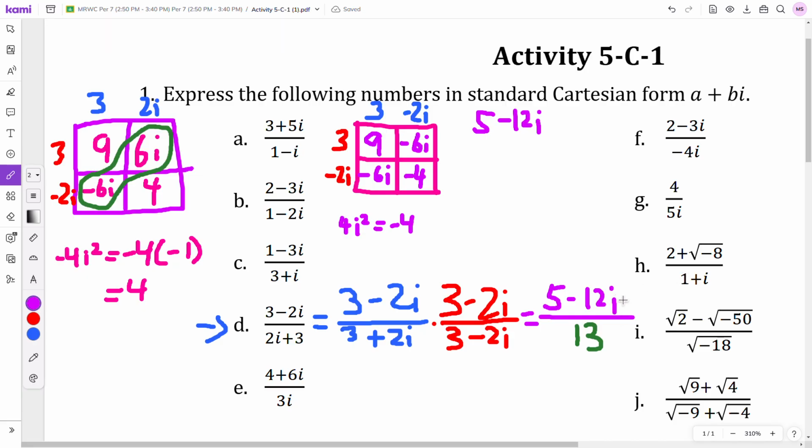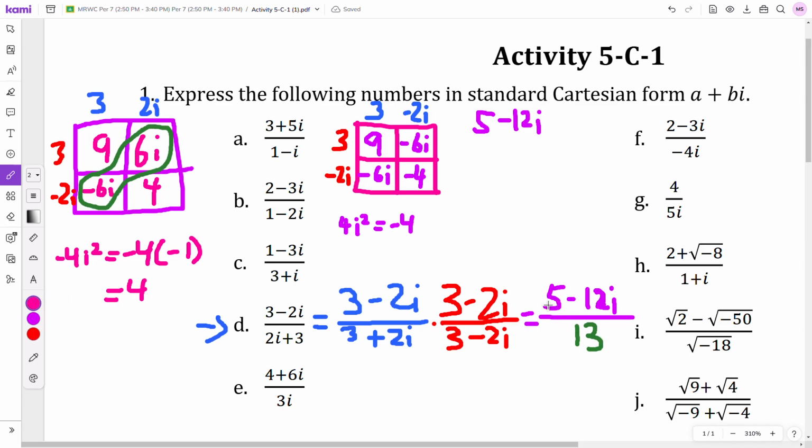Are we done? Absolutely not, because it needs to be expressed as A plus BI. And that's what I'm going to do right now. You are not done. If you really want it in the proper format, you have to split the fraction up. You have to write it separately. So we're going to do just that.